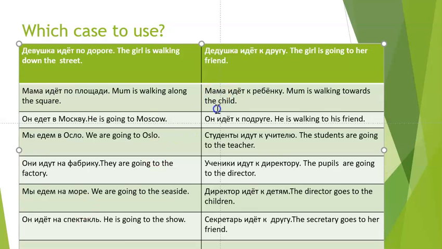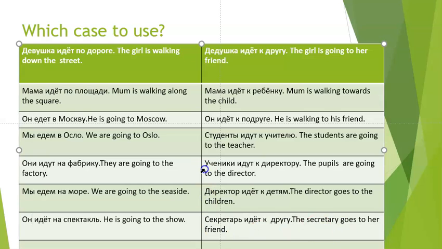But if you want to say mom is walking towards the child, then you need to use к plus dative. So мама идет к ребенку. Он идет к подруге. He is walking to his friend. Студенты идут к учителю. The students are going to the teacher. Ученики идут к директору. The pupils are going to the director. Директор идет к детям. The director goes to the children. Секретарь идет к другу. The secretary goes to her friend.